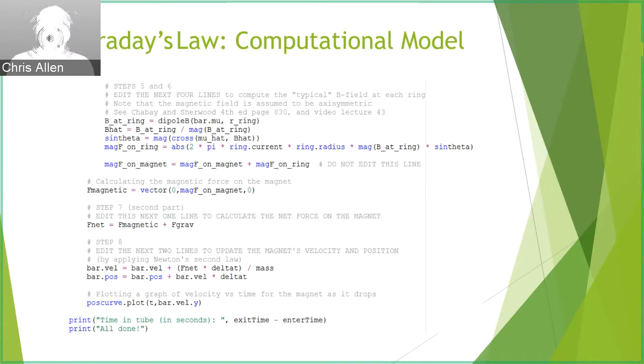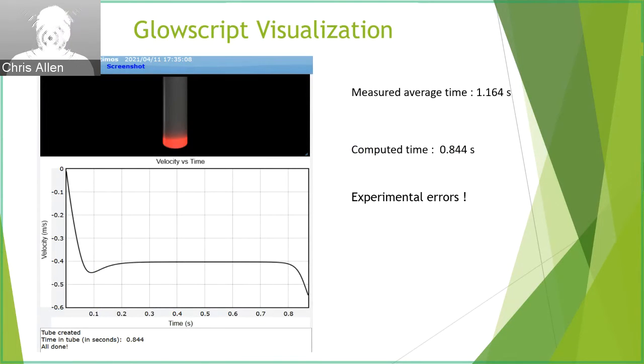We also have the final steps: the computation of the typical B field at each ring, the calculation of the magnetic force on the magnet, the net force on the magnet, and the update of the magnet's velocity and position. Here we have the visualization, with the graph of velocity versus time. The red spot is the magnet that has fallen, and the computed time is 0.844 seconds, which differs from the measured average time of 1.164 seconds. I'm pretty sure that it's due to experimental errors.